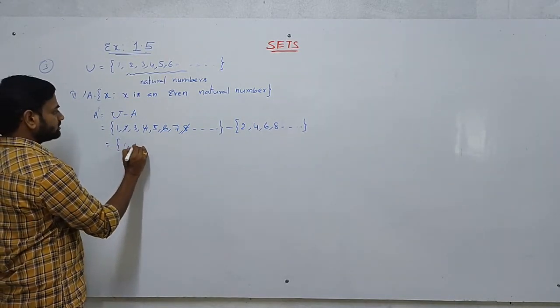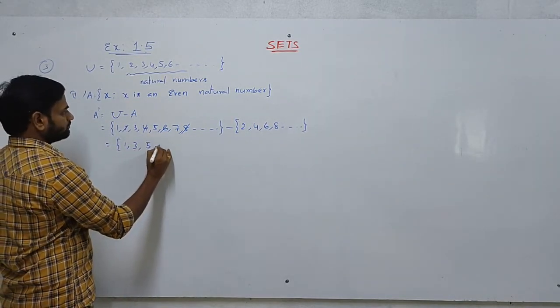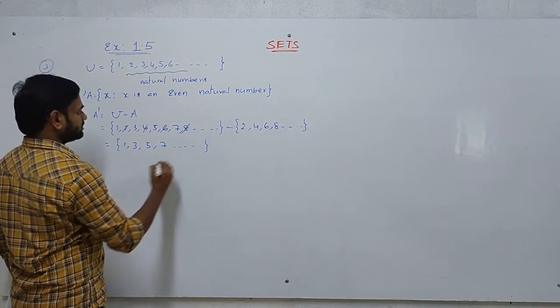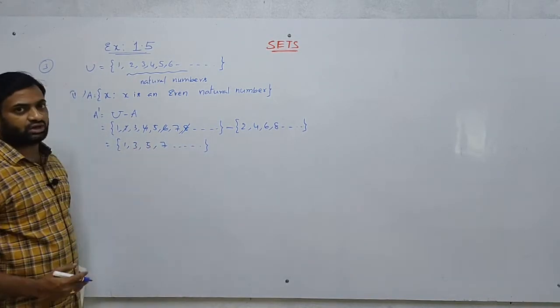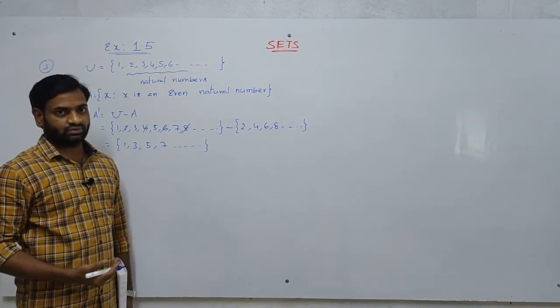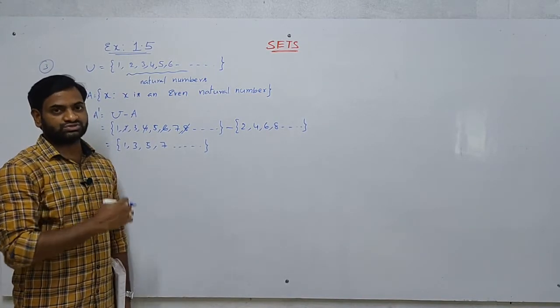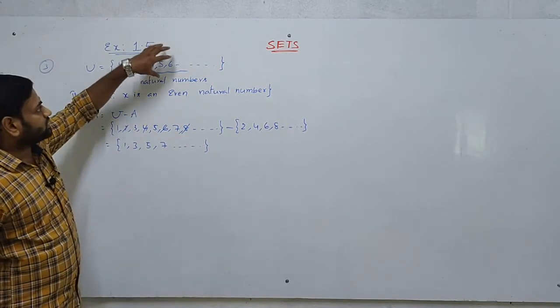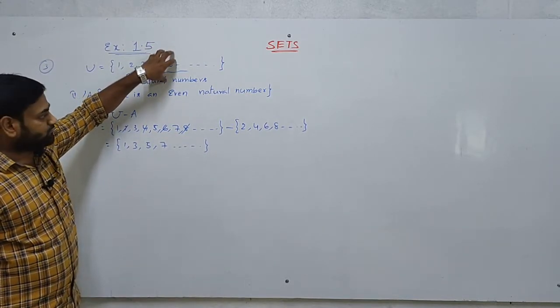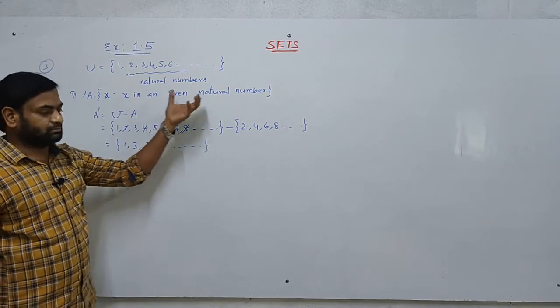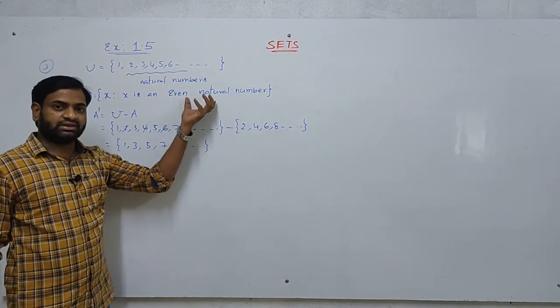That is 1, 3, 5, 7 and so on. These 1, 3, 5, 7 are odd numbers. So what to understand from this one? From the natural numbers, if you delete even numbers, what are the remaining is odd numbers.